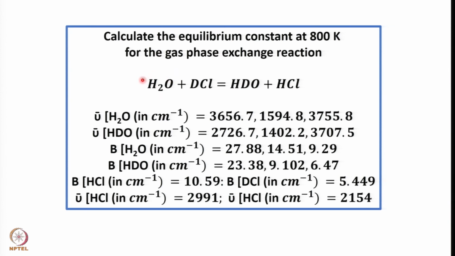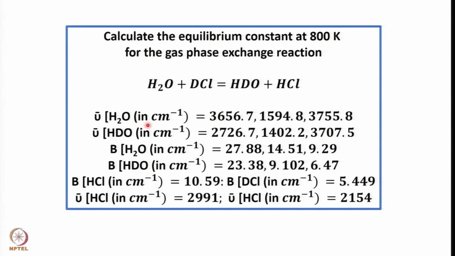For example, the water molecule here. Water can have translational degree of freedom, it can also have rotational degree of freedom, it can also have vibrational degree of freedom, and if at all there is, electronic degree. Similarly, DCl is a linear molecule. Here you will have translational, rotational, vibrational, and electronic is possible. HDO, translational, rotational, vibrational, electronic. Similarly for HCl. So, in order to solve this question, you require a lot of data.